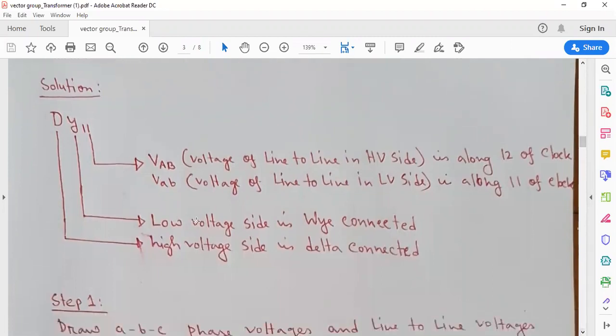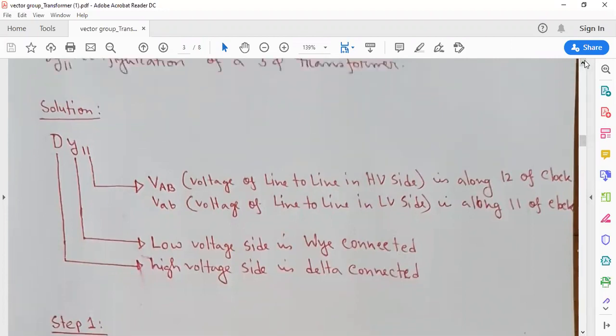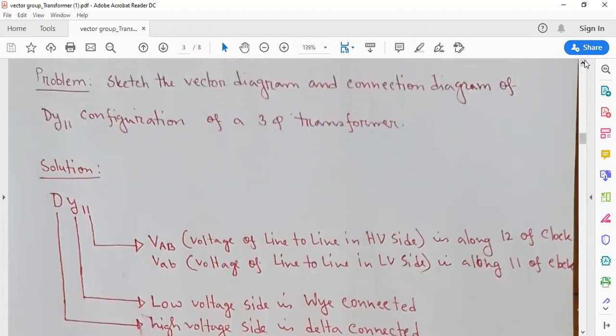The question for us was to sketch the vector diagram. We have to show all kinds of voltages, like primary side line to line voltage, primary side phase voltage, secondary side line to line voltage, and secondary side phase voltages in the vector diagram. And we have to show the connection diagram, how the windings are connected. Primary side 3 windings and secondary side 3 windings are connected in DY11 configuration.